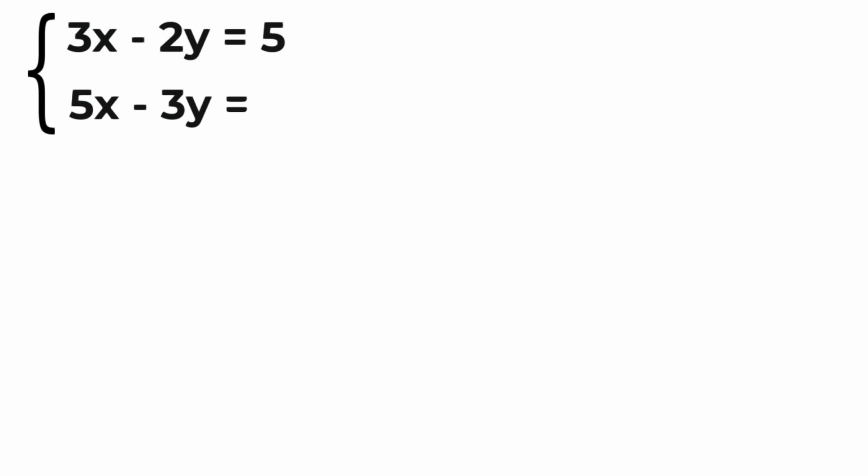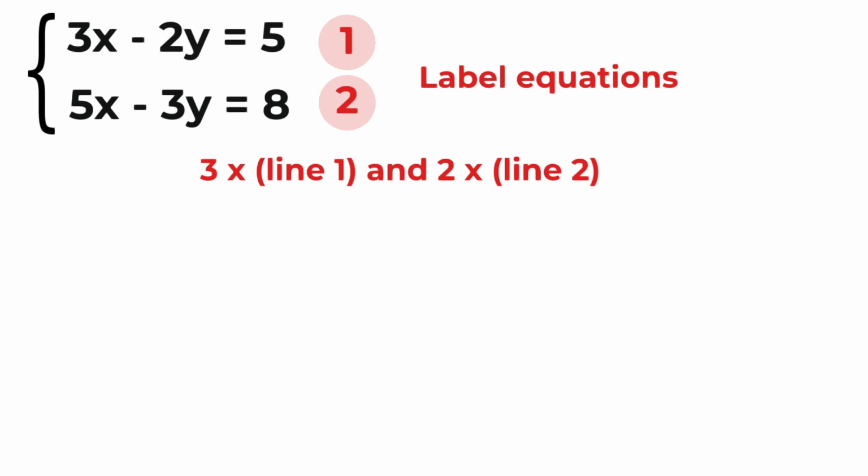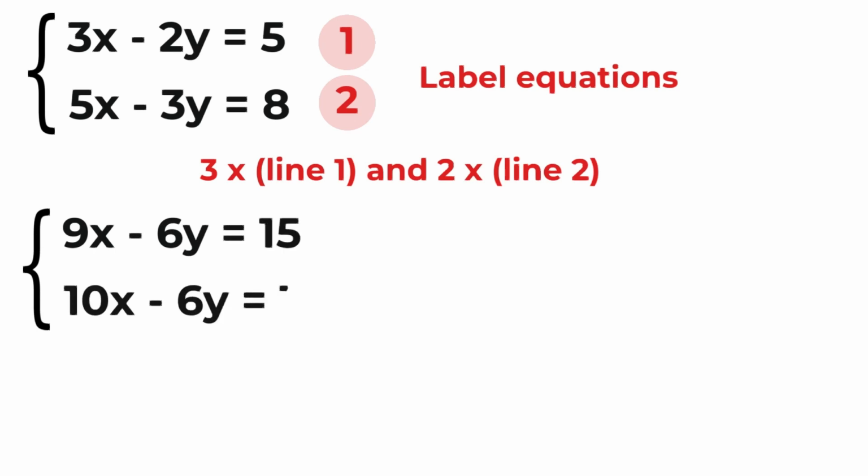And moving on now to our third question, which is probably going to be the most challenging. We get 3x minus 2y is 5, 5x minus 3y is 8, and there is nothing in common for the first and the second line. So we're going to have to multiply the first line by something and the second line by something. Perhaps we can multiply the first line by 3 and the second line by 2, and then we'll have negative 6y's on both lines. So let's try that. So 3 times line 1 gives us 9x minus 6y, which is 15. And if we were to multiply the second line by 2, we will get 10x minus 6y, which is 16.